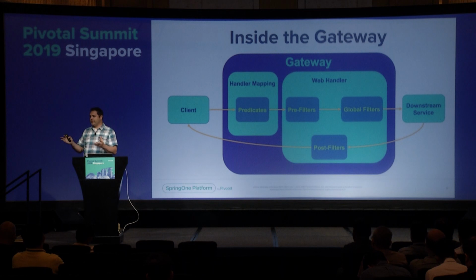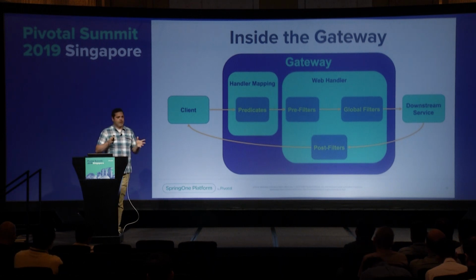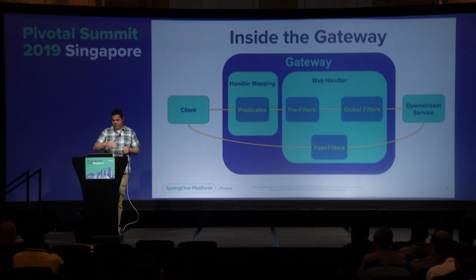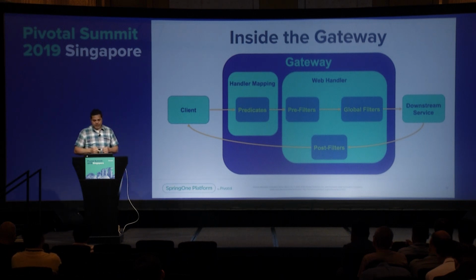And then you can write filters, and we have a bunch of filters that are built in, and I'll talk about those in a second. But they can either be pre- or post-style filters. Then there are some global filters that come with the gateway, and these kinds of things apply to all routes regardless. So then the request is made to the downstream service, and eventually the request will get back to the client.